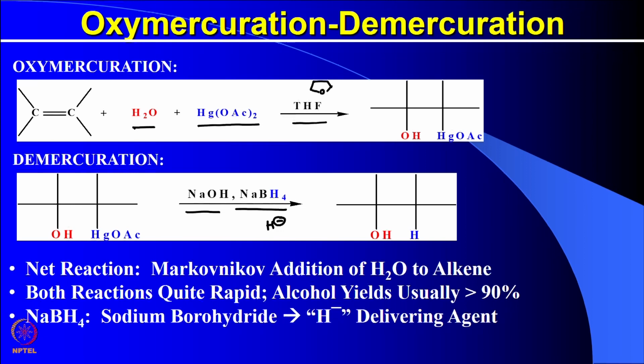you can get the H-OH addition, that is addition of water to alkene, and both the reactions are quite rapid, and the yield is nearly 90%. Sodium borohydride acts as a hydride delivering agent, and this also happens through the Markovnikov process.